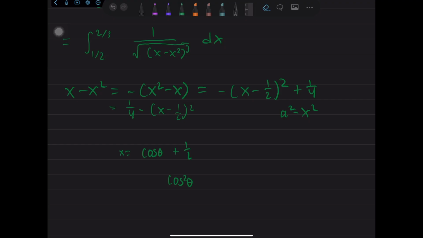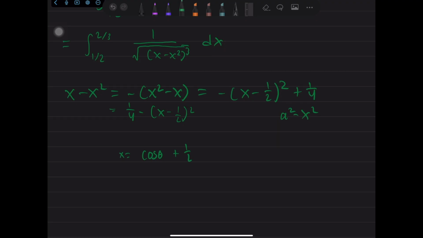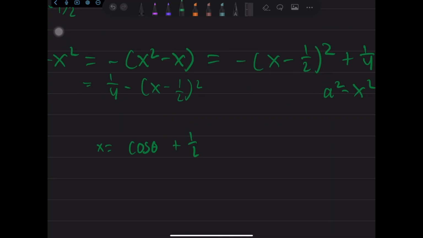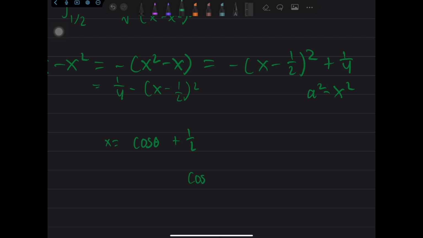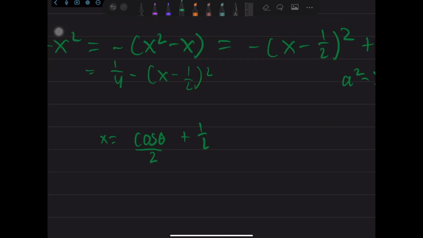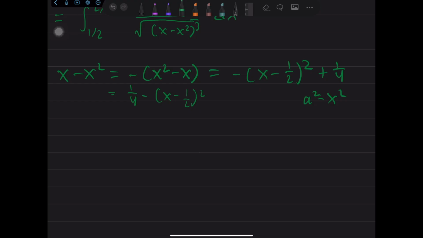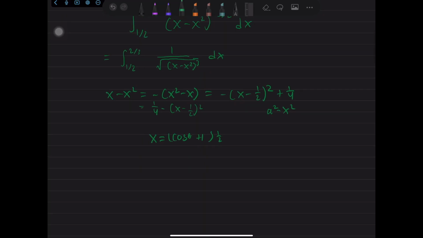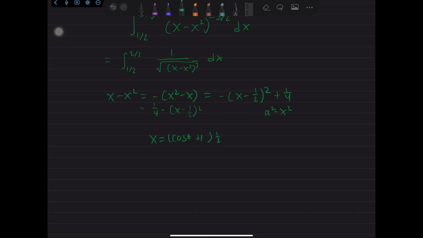So now we need to make sure that we consider this 1/4 factor here. We want to get cosine squared theta over 4. For that we can just divide cosine theta by 2. So here we have our new substitution, and we'll now have x. Let's rewrite this a little neater. We'll now have x is equal to cosine of theta plus 1, all of this times 1/2. Okay? So now let's actually start solving this integral.